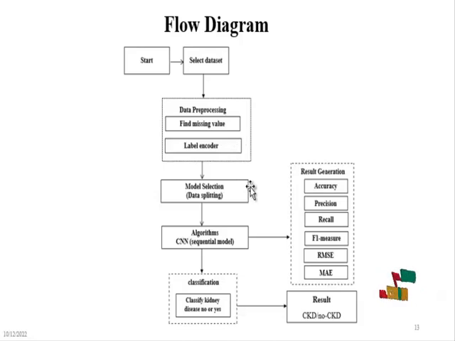After that comes model splitting and model selection. Here we split the data set in an 80-20 ratio. After that we apply the CNN convolutional neural network algorithm, and then result generation like accuracy, precision, recall, F1 score, root mean square error, and mean absolute error, and finally classify the kidney disease, yes or no. The result is CKD, chronic kidney disease, or non-chronic kidney disease.